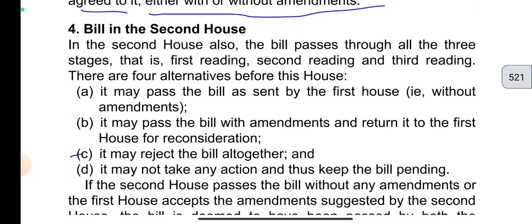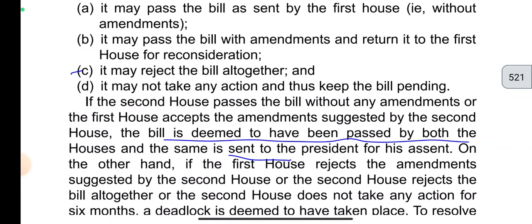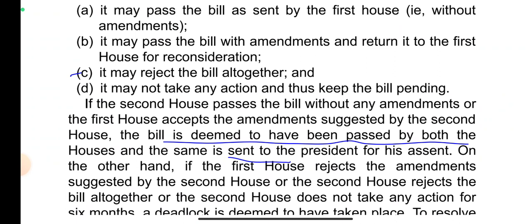Now, the bill in the second House. So it went to the Rajya Sabha, or else came from the Rajya Sabha to the Lok Sabha. And the bill passes through all the 3 stages. Here also the same first reading, second reading, third reading will be followed. That is first reading, second reading, third reading. There are 4 alternatives before this House. It may pass the bill as sent by the first House without amendments. It may pass the bill with amendments and return it to the first House for reconsideration. It may reject the bill altogether, and it may not take any action and thus keep the bill pending.